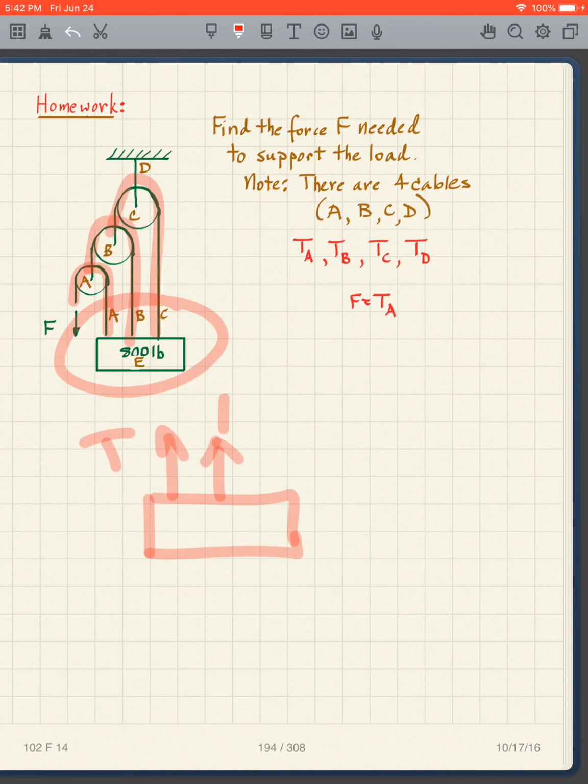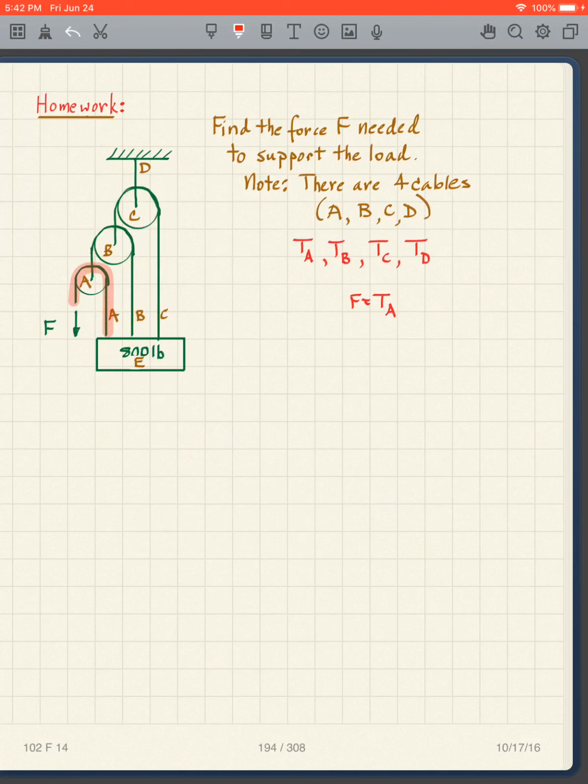Anyway, I want you to think about it, see if you can figure out the complication. So give it a shot, draw some free body diagrams, and see if you can come up with something for this one.